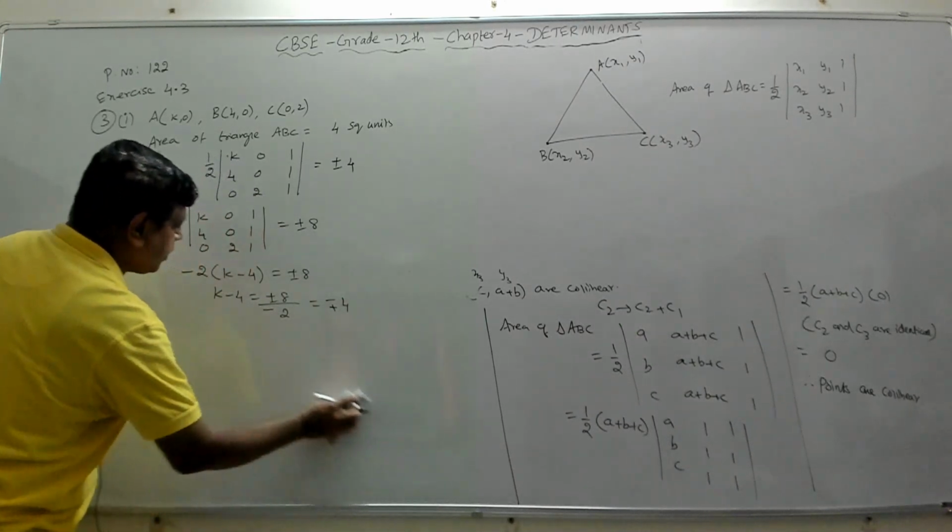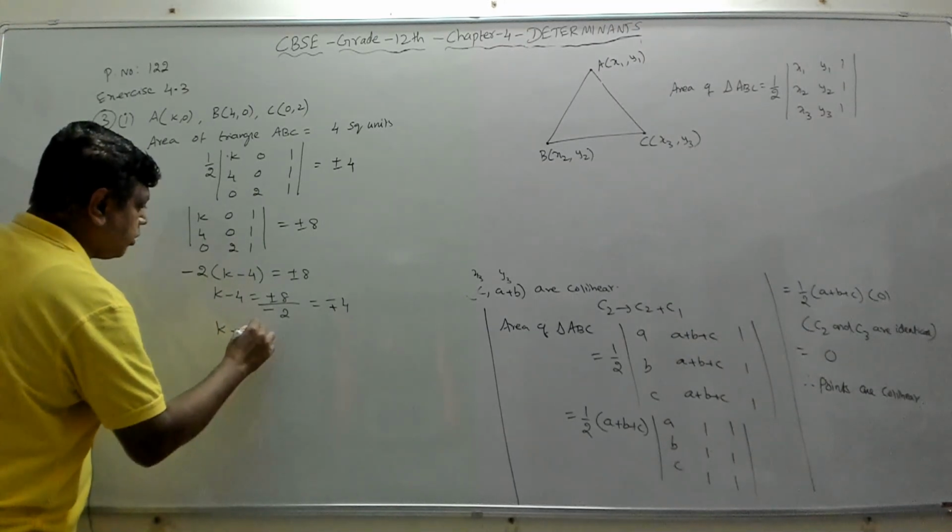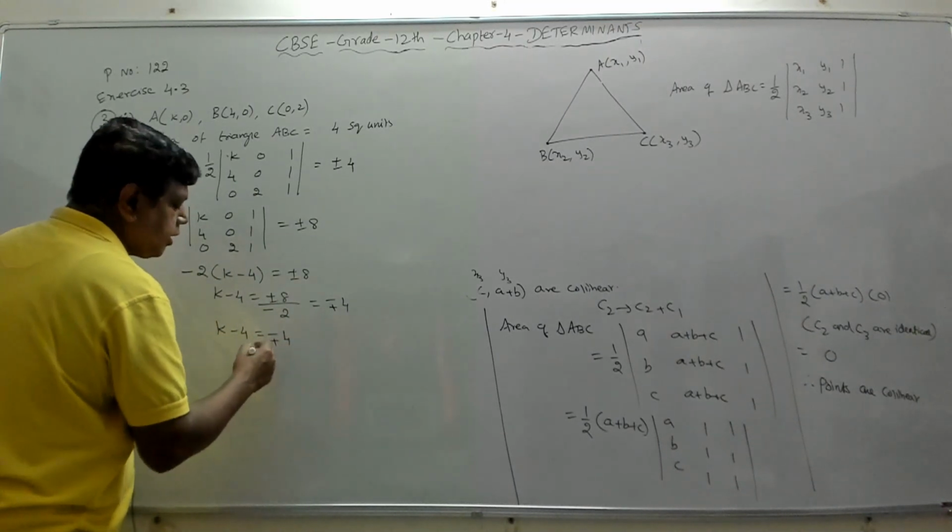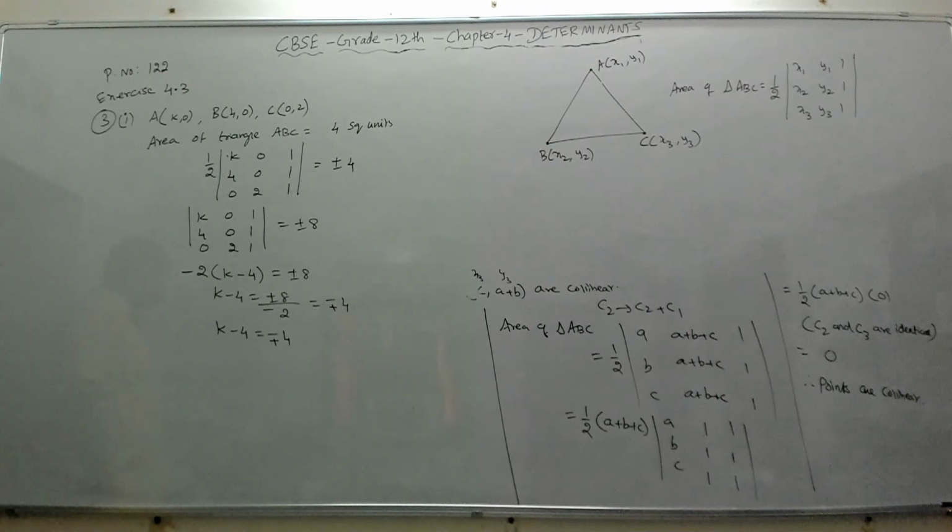So plus or minus, when you divide by minus, it will become minus or plus 4. Fine. So which means your k minus 4 equal to minus or plus 4. Minus or plus 4 is same as plus or minus 4. That's not a problem. Fine. So we have to find the value of k.